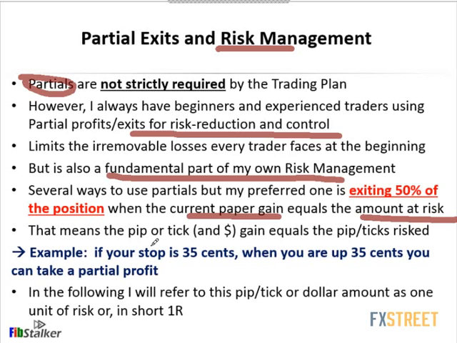That means that the pip, tick or dollar gains equal the pips or ticks risked. For example, if your stop is 35 cents away from your entry, then when price is 35 cents above entry, or 70 cents above stop, you can take a partial profit. So you take 50% off. I think you should do this consistently. I do this consistently, and that's when you are really doing risk management. I call this risk reduction as well.